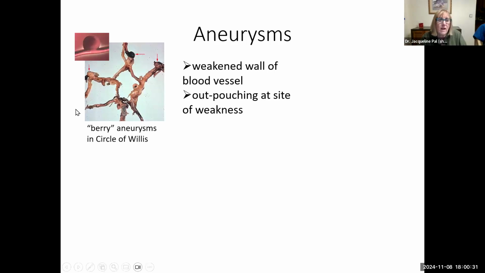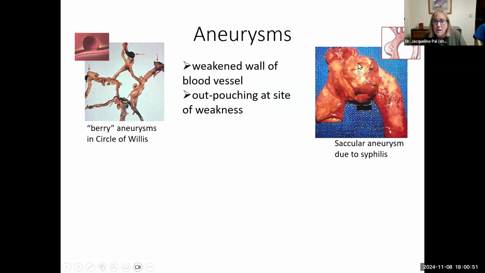So in your brain, we often get what we call berry aneurysms. Why? Because they look like little tiny blueberries, except they're not blue. Okay, so here are examples of berry aneurysms in the major blood vessels in your brain. We also can get big ones like little sacs.